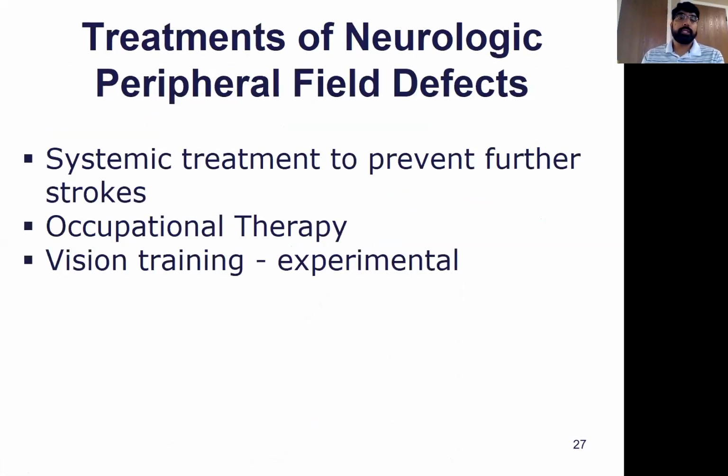So the treatment for neurologic peripheral field defects is really to treat the cause, and usually a systemic cause. So you're going to treat the stroke. You're going to do rehab, occupational therapy. You want to prevent further strokes from happening, and often now there's vision retraining, using virtual reality to retrain one's vision. A lot of this has shown some success in getting people's peripheral vision back, or utilizing areas of their brain that were not being used before for vision as much, and recruiting them to be used for vision. So that retraining is very important.